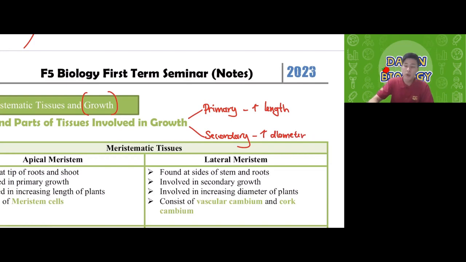However, not every plant will undergo secondary growth. Usually woody plants, plants that have wood, are the only ones that can undergo secondary growth. So woody plants are much thicker compared to non-woody ones, like grass, for example. Pandan leaf and banana tree are plants that don't have secondary growth. Their diameter will be smaller.